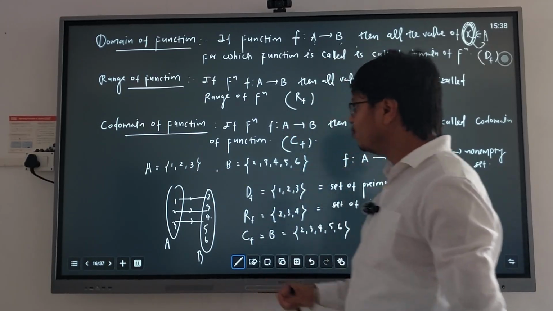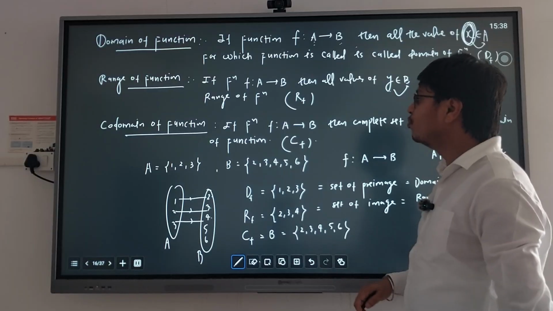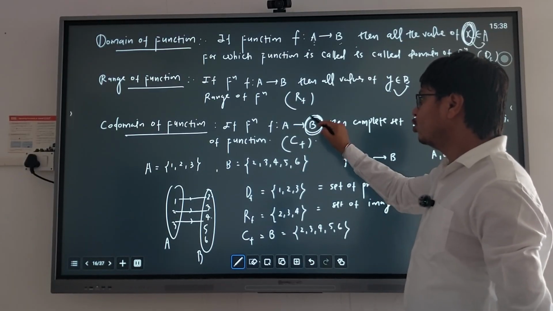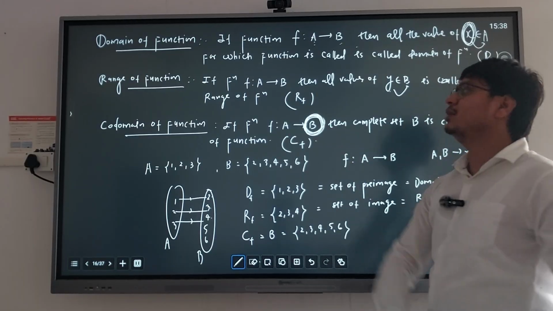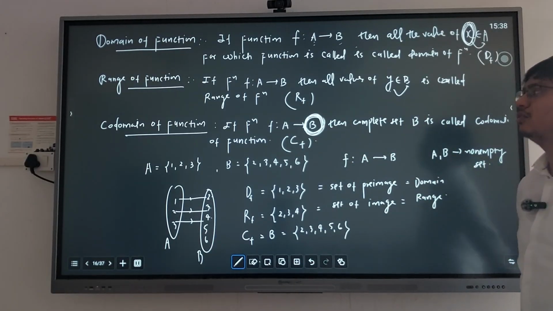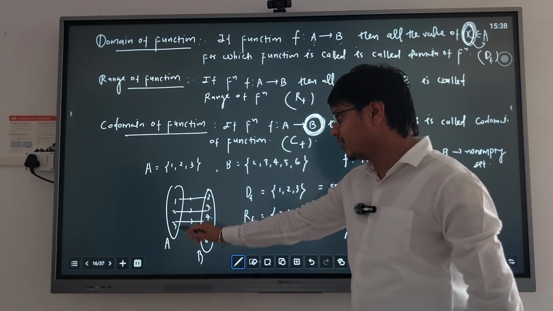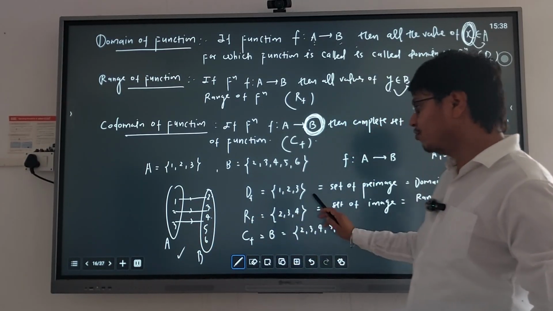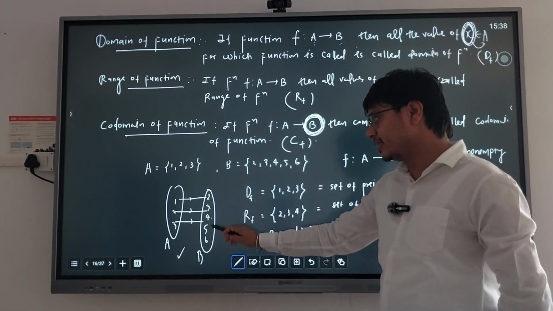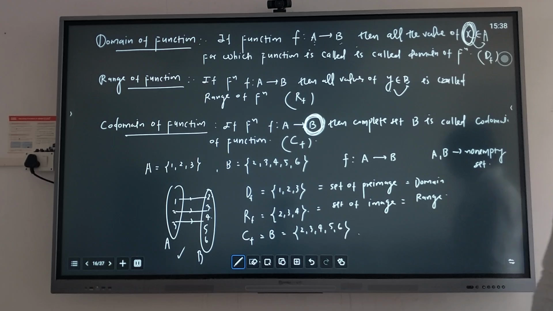Next one is the codomain of function. If a function is defined from set A to B, like the codomain of a relation, the codomain of a function is also treated the same. The complete set B is called the codomain of function. So if any function is defined from A to B, the complete set A is called the domain of function, the image points in set B are called the range of function, and the complete set B is called the codomain of function.